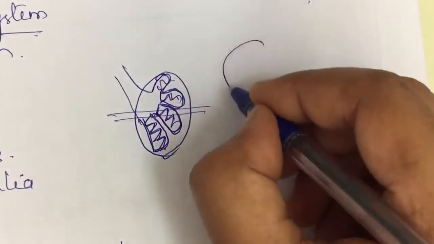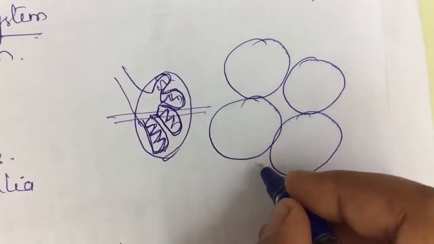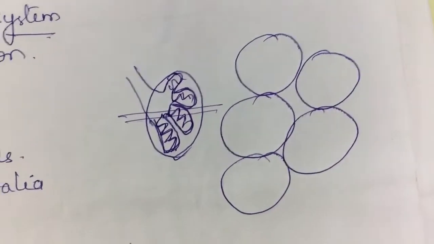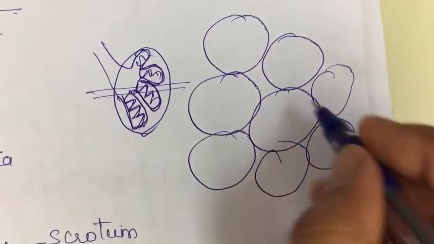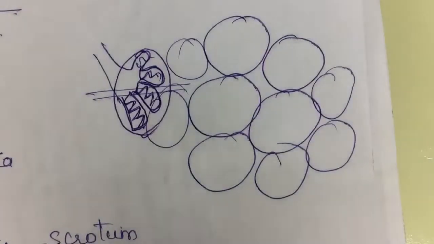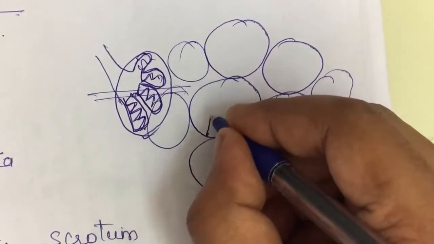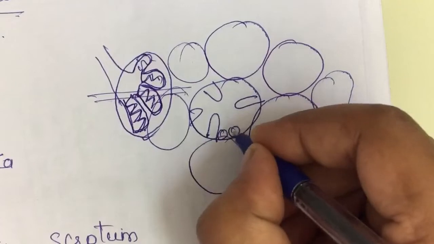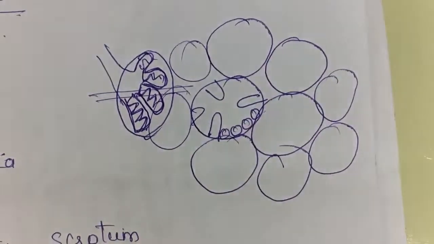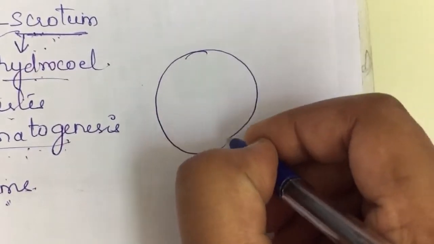It appears like this, with many seminiferous tubules. I am showing only 5, but there will be many of these seminiferous tubules like this. Now in the seminiferous tubules, what we said, it is lined by two types of cells. One is Sertoli cell and another one is Spermatogonia. Okay, like this. Only one enlarged diagram I shall draw here.